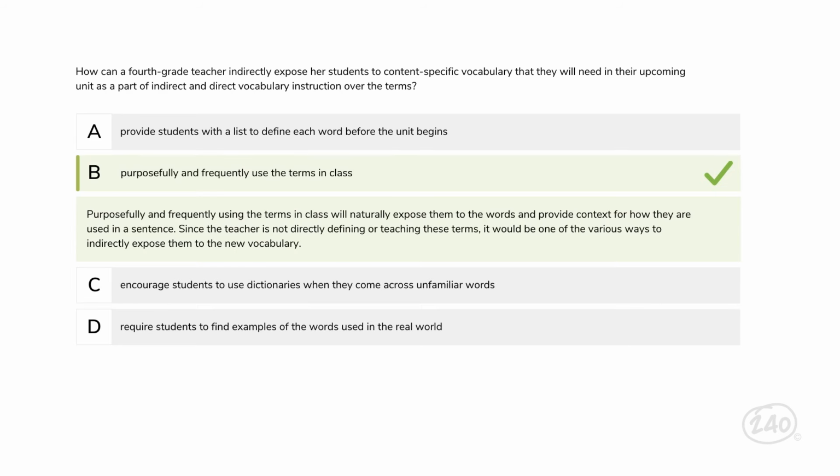This is the best choice. Purposefully and frequently using the terms in class will naturally expose them to the words and provide context for how they're used in a sentence.